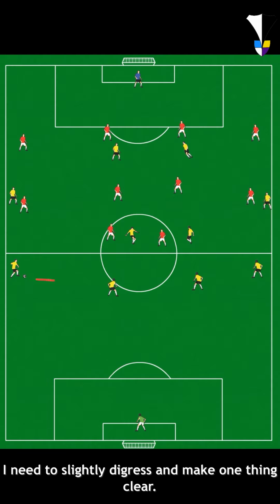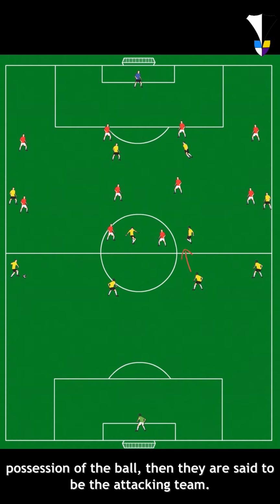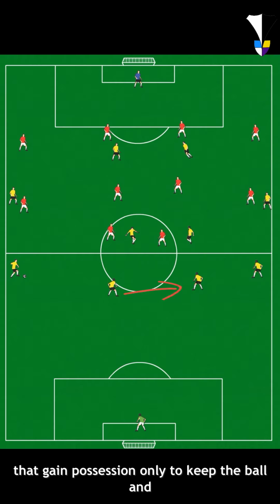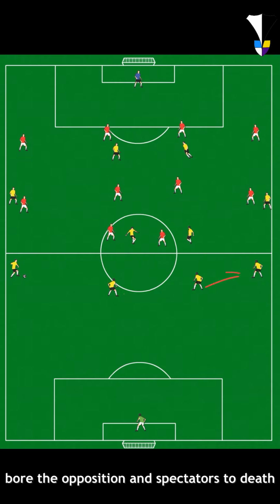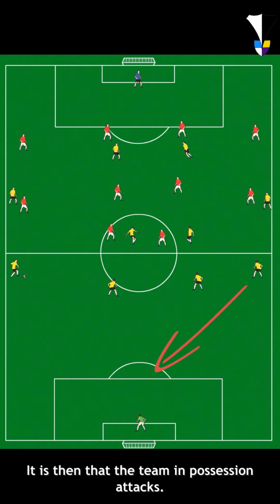I need to slightly digress and make one thing absolutely clear. Some people or teams don't believe that when a team is in possession of the ball, they are said to be the attacking team. There are quite a few individuals and teams out there that gain possession only to keep the ball and bore the opposition and spectators to death until the opposition makes a mistake. It is then that the team in possession attacks.